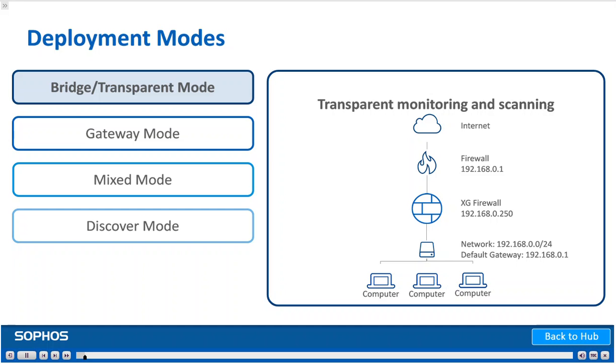Before we go through the network configuration wizard, let's look at the modes Sophos XG Firewall can be deployed in. Bridge mode, also known as transparent mode, puts Sophos XG Firewall in line so that it can monitor and scan all of the traffic and protect the network. It does this by transparently passing the traffic through. Note that some functions cannot be used in bridge mode and require either gateway mode or mixed mode. These include using the XG Firewall as a VPN concentrator and support for multiple WAN links.